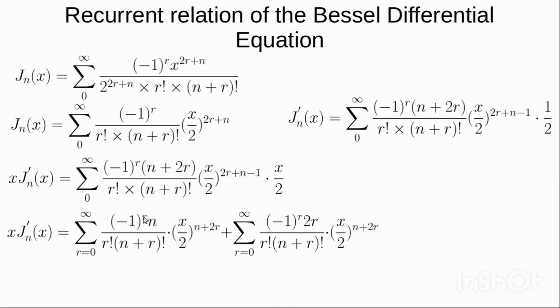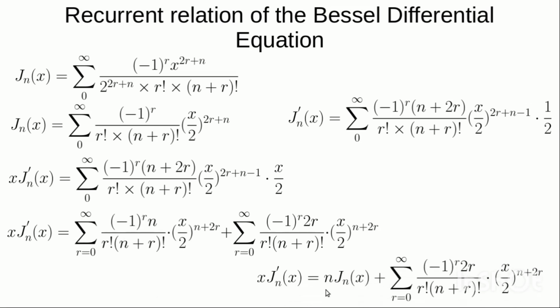Now, if you compare this expression with this J_n of x, we notice that the only difference between this and this is just n. So n is a constant that can be brought out, and we are left with J_n. So we have x J_n prime of x equal to n J_n of x plus this expression with 2r. What we can do from here is to split this expression again: bring x over 2 out and have n plus 2r minus 1, and see if we can cancel these 2 with the 2 at the bottom. Then the x here will come out.